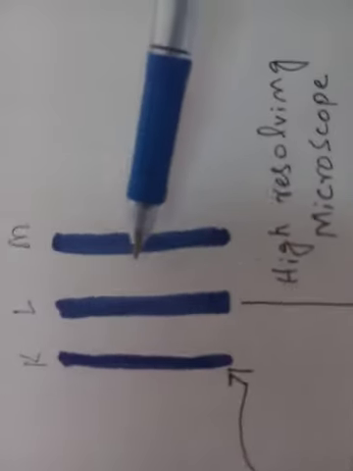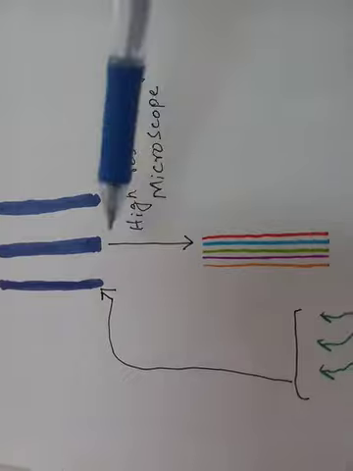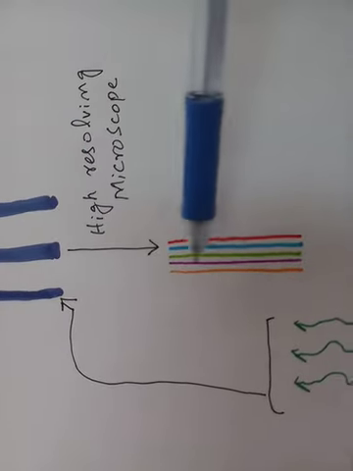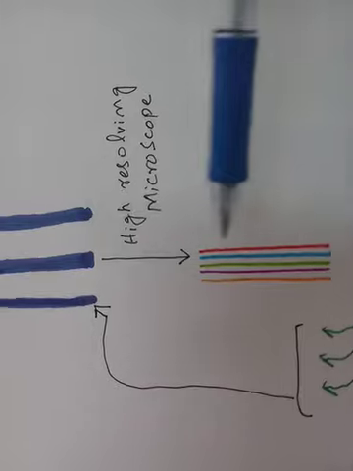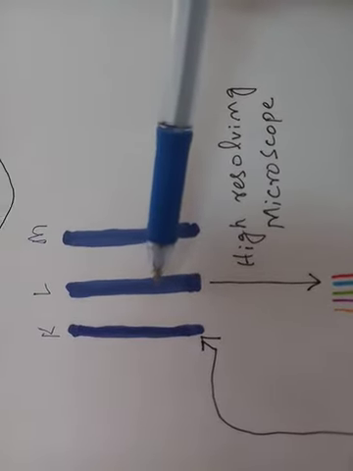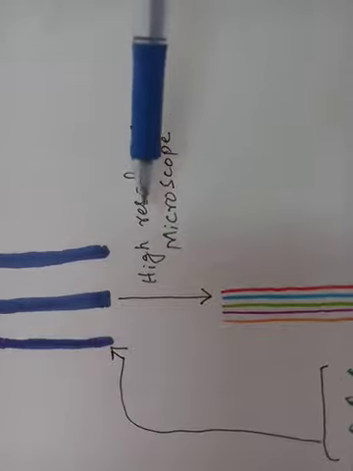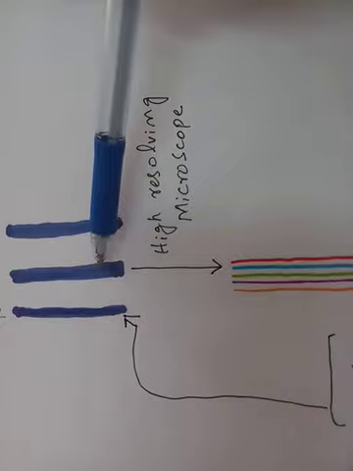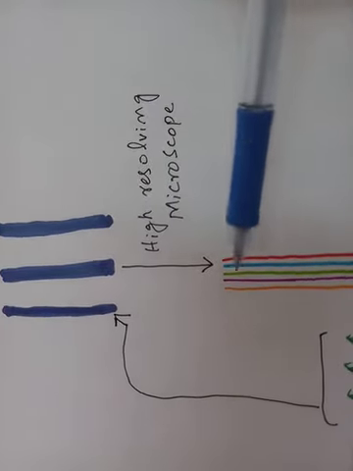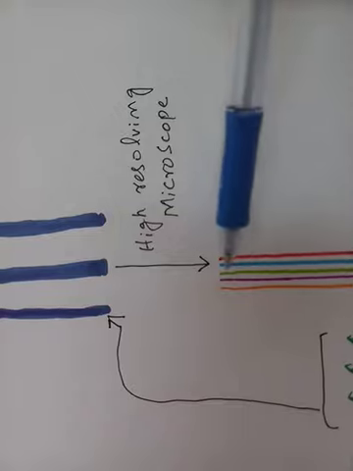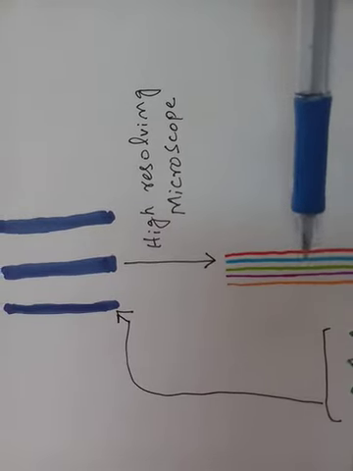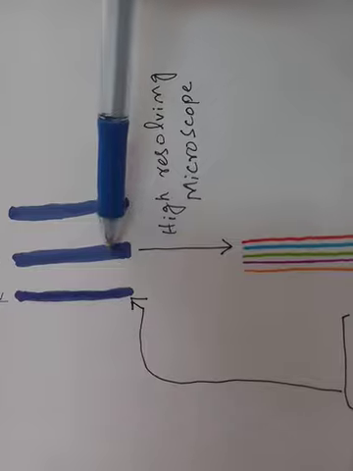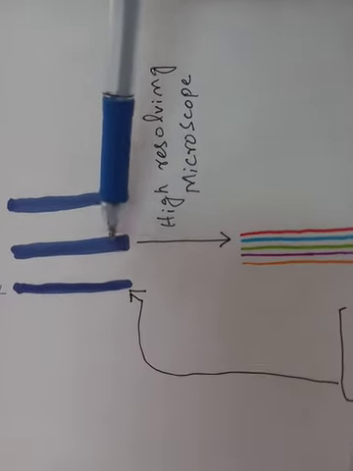But when these lines were observed through a high resolving microscope, it was observed that each line is composed of fine lines. When these lines were observed by a powerful microscope, it was found that each Bohr spectral line was composed of fine lines. Fine means very small lines. So actually this was not a single line, but a cluster of lines.